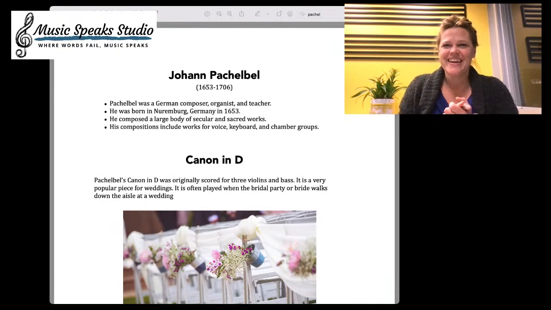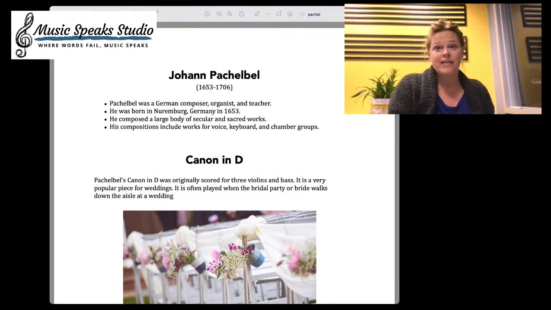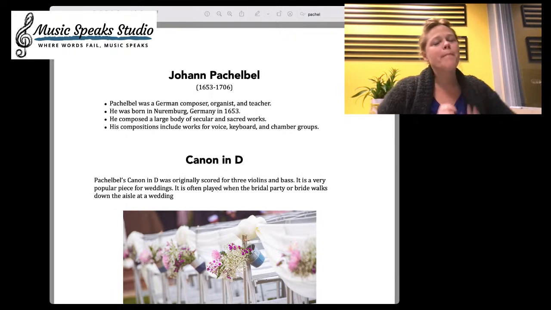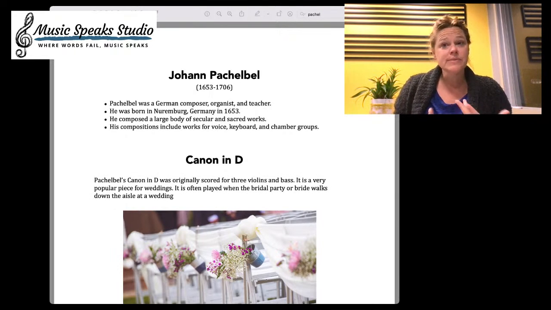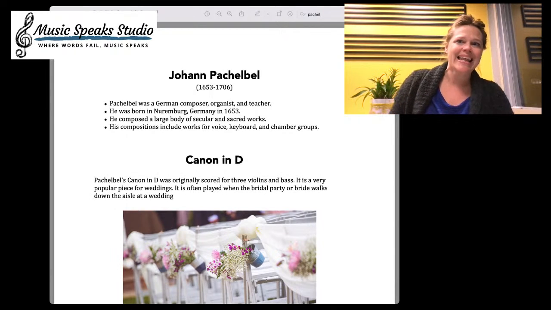Hello, so we are looking at Johann Pachelbel's, no, I didn't say Taco Bell, Pachelbel's Canon in D. Now we're going to be starting with the rhythm that goes along with it, but I want to explain a little bit about what a canon is.